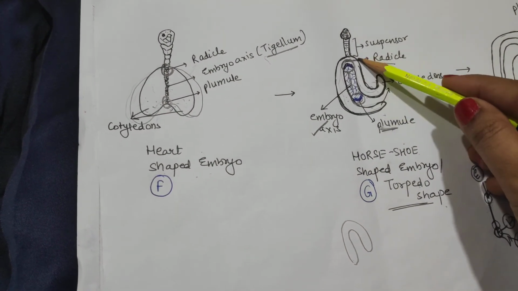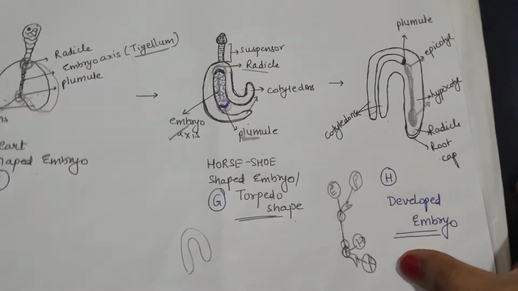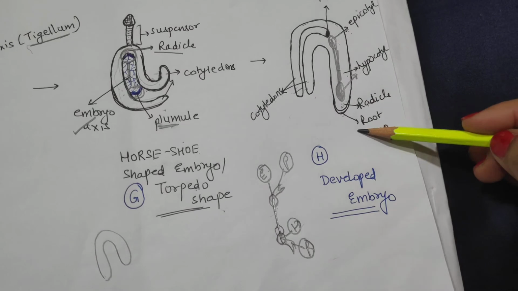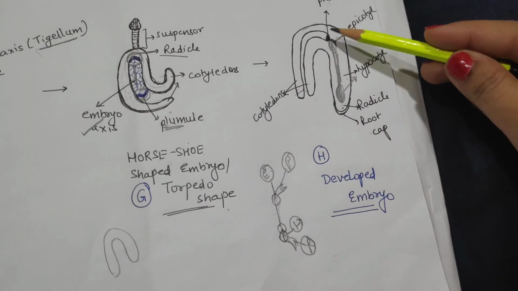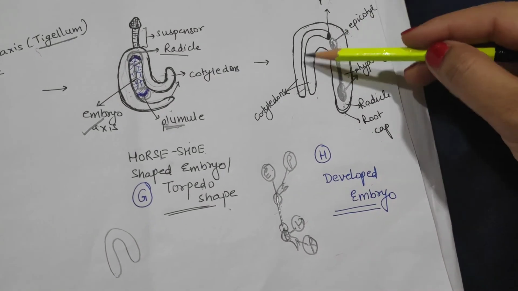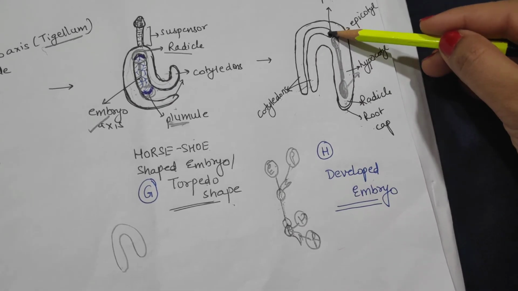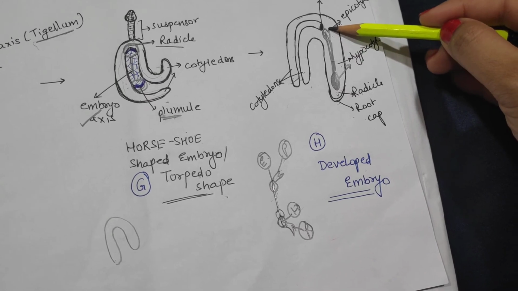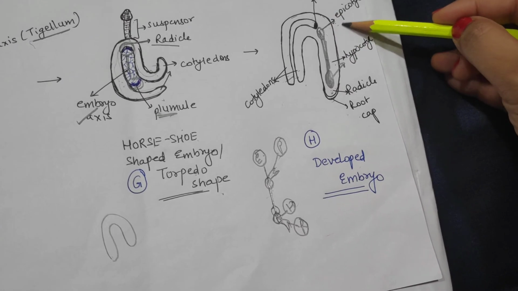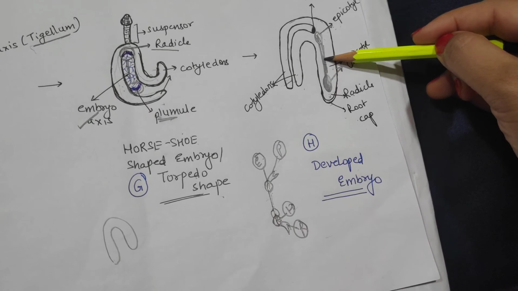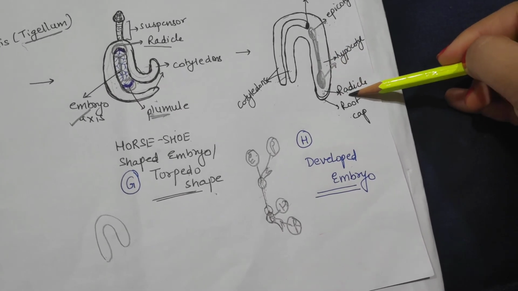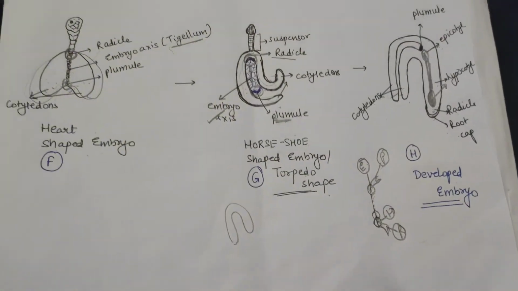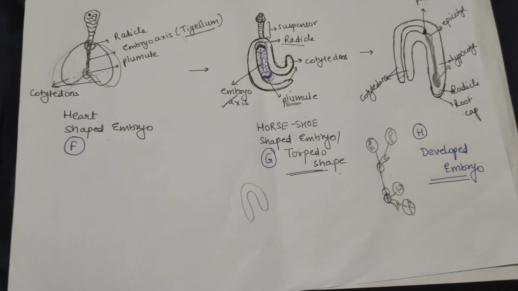This is the embryonal axis, radicle and plumule. And later on the diagram of NCERT gives you a structure like this: radicle with root cap below, plumule above, and these are the two cotyledons. The portion of the embryonal axis going above to join the plumule is called epicotyl, and the portion of the embryonal axis below joining the radicle is called hypocotyl. And this is a complete structure of the dicot embryo.